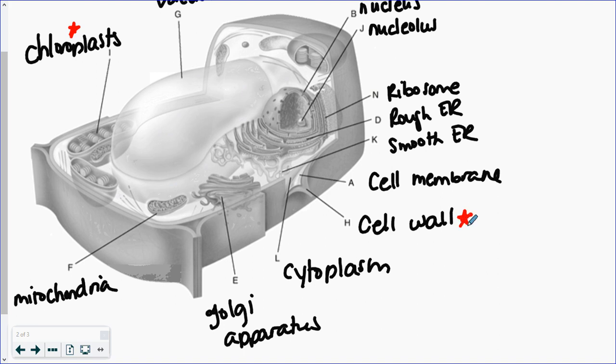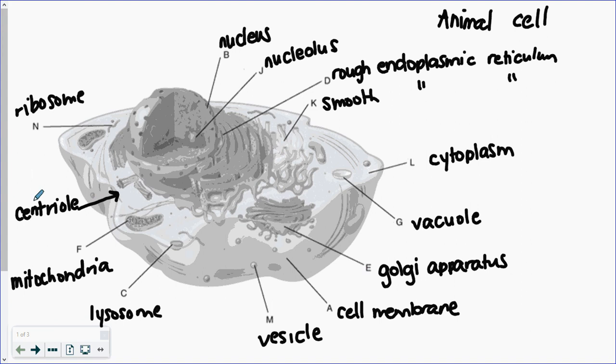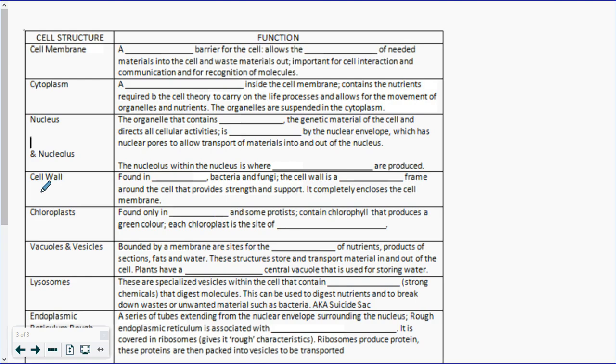So cell wall, chloroplasts, and that large central vacuole are unique to plant cells. Centrioles are unique to animal cells. So to talk about what those are, and again, I would go have a watch of those videos quick, because we'll just kind of fly through this, but sometimes it's nice to see them all working together and just to see examples of different cells as well.